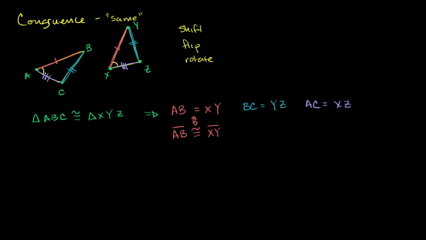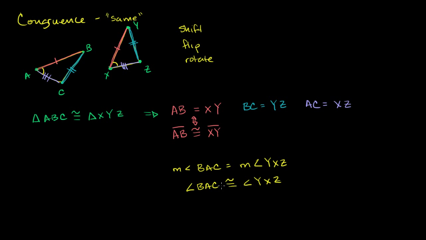It's between this orange side and this purple side, and between the orange side and this purple side. And so it also tells us that the measure of angle BAC is equal to the measure of angle YXZ. We could also write that as angle BAC is congruent to angle XYZ.